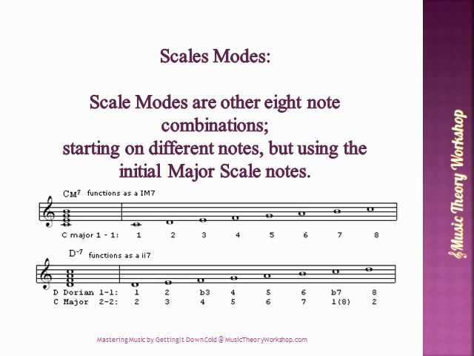Now let's talk about scale modes quickly. Scale modes are other 8-note combinations starting on different notes but using the initial major scale notes. If we move up one note on the major scale, we call this the Dorian mode, and that is on the D note of the C major scale. This is like playing the C major scale starting on the second note and playing all the white keys. The unique thing here is that starting on different notes, we now have different half steps and whole steps, showing that now in the Dorian mode there's a flat third and a flat seventh interval.